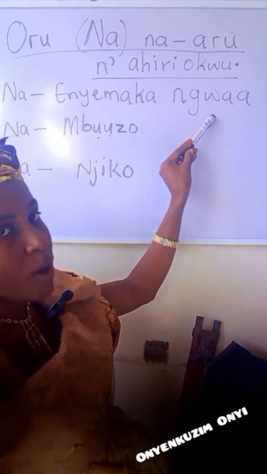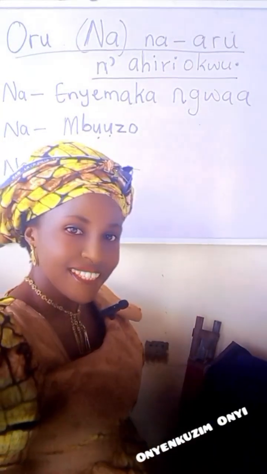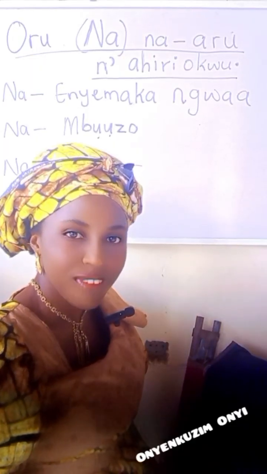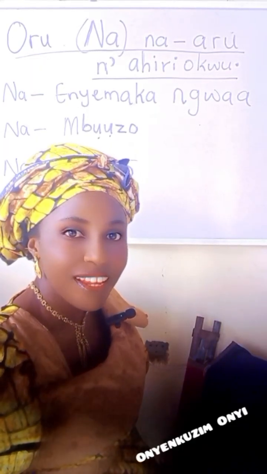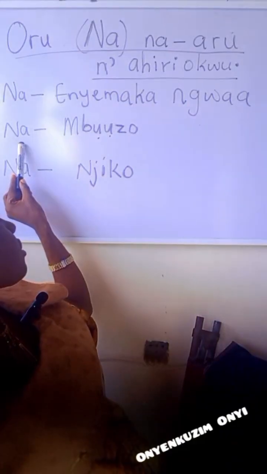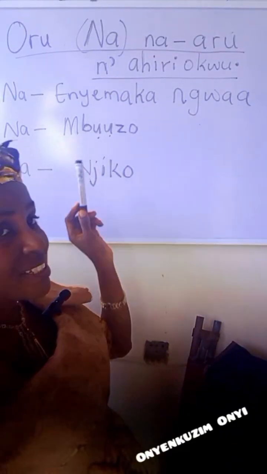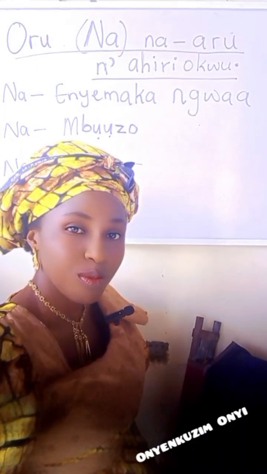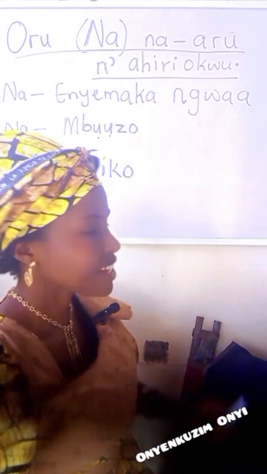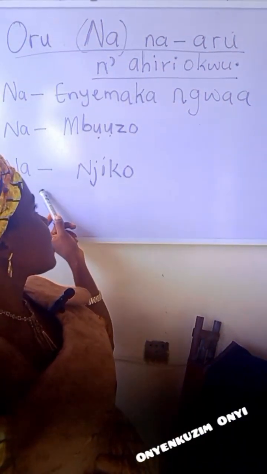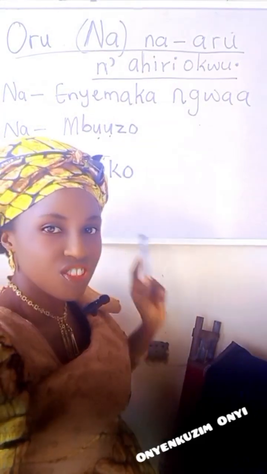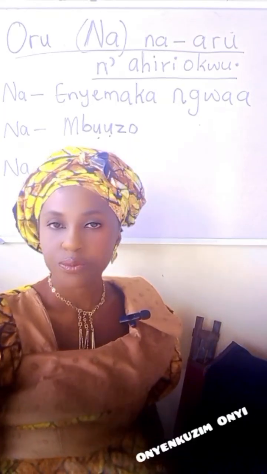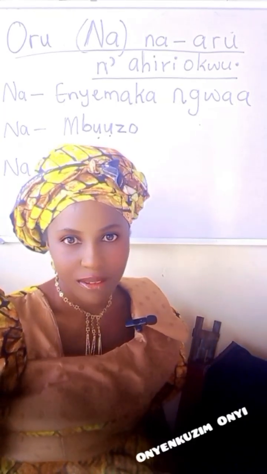Enyemaka ngwa, meaning that here it does the work of a helping verb called auxiliary verb. The second here says na works as mbuzo. Mbuzo, meaning it does the work of prepositions. And third here says na works as njiko. Njiko, which is conjunction. Now we're going to look at the examples.